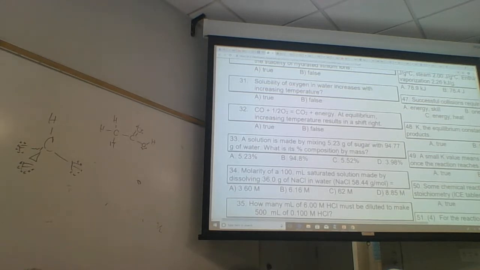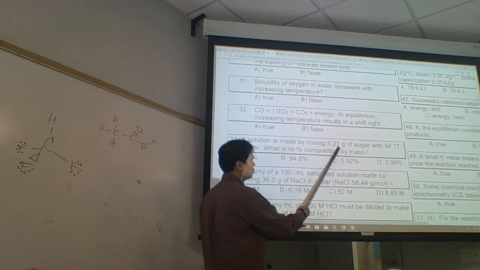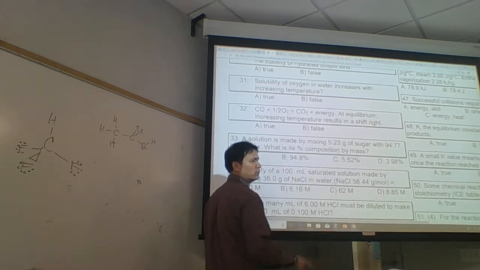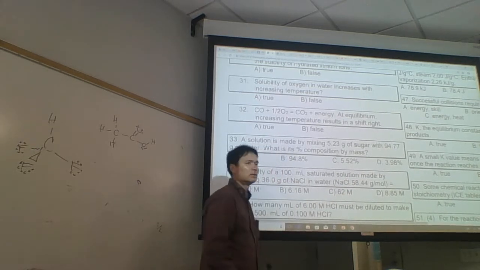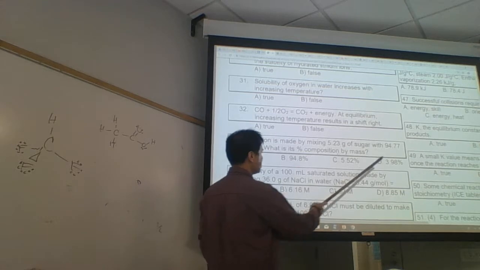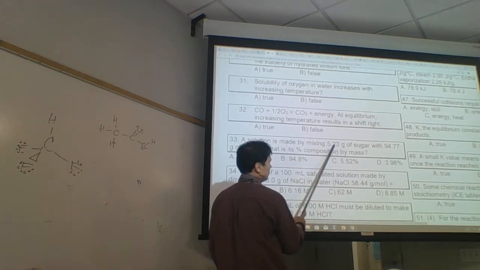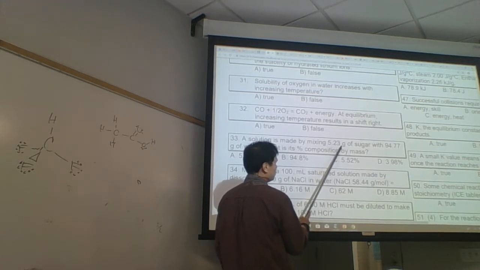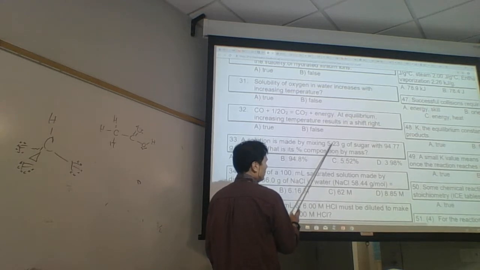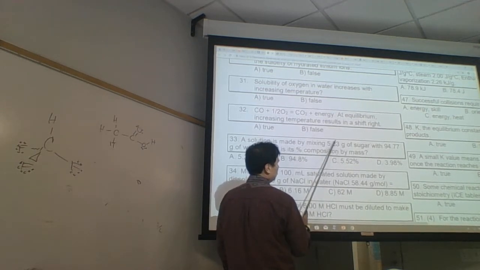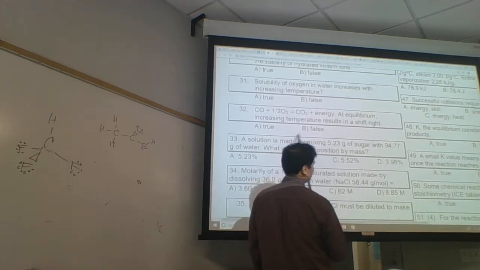So the percent sugar is going to be 5.23 grams of sugar over the total grams. What is the total grams? Is it 94.77 total grams? No, 94.77 is just the grams of solvent. The total grams would be the solvent plus the solute. And so it would be 5.23 plus 94.77, which gives us 100 grams. And so out of that 100 grams total, 5.23 grams is sugar and 94.77 grams is water.